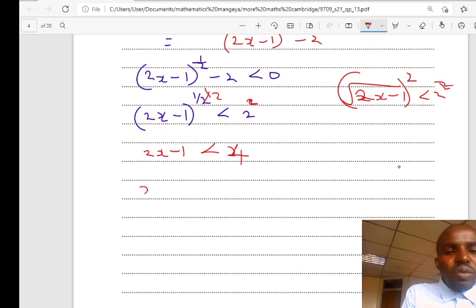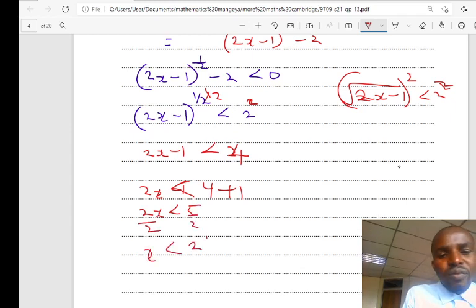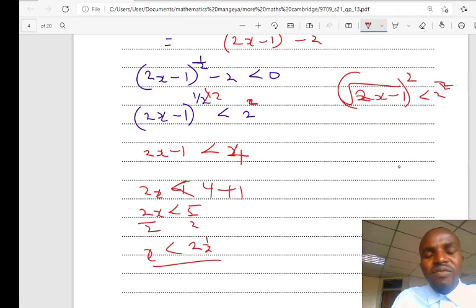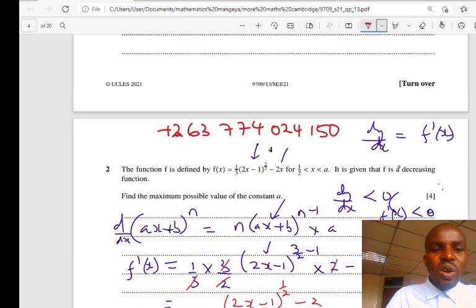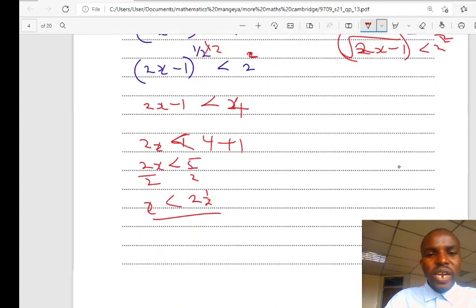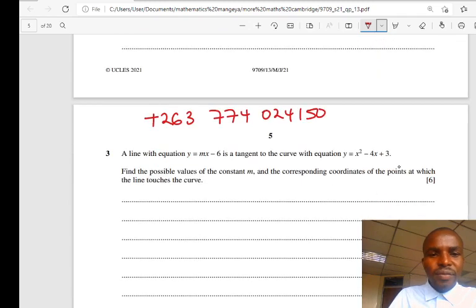Then after that, it will be 2x minus 1 less than 4, so 2x less than 4 plus 1, which is 5. Divide by 2 by 2. You get x less than 2.5. So which means the maximum value of x, which is a, is 2.5. Then you can say we've answered our question. Done. Then next question, question number 3.